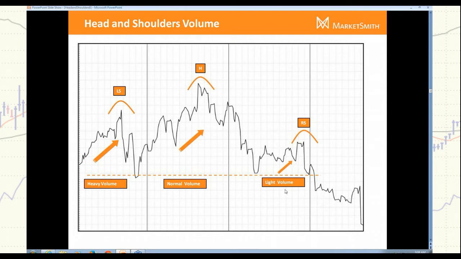And that's reflected in the light volume. And then finally, once it breaks the neckline, you want to see heavy volume coming in. So now you're starting to see more sellers starting to overwhelm the buyers and really confirm as it's breaking support. Okay, so those are a few things to keep in mind while we go through these examples.